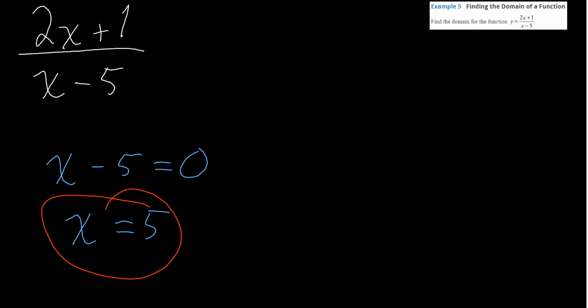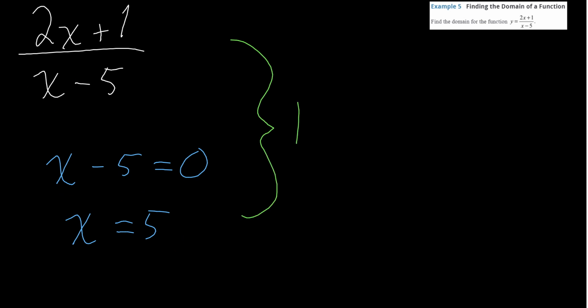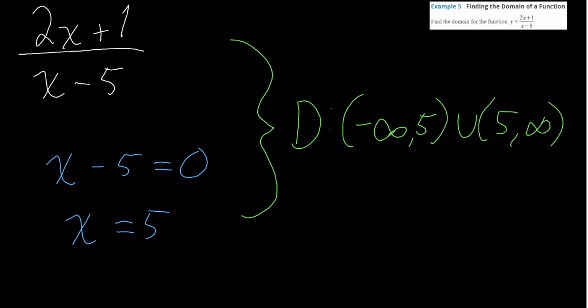So this tells me the domain of this particular problem, okay, the domain is going to be from negative infinity to positive 5, unioned with 5 to infinity. Now this notation real quickly, I'm using a parentheses, right? Because that means I cannot use it, right? I'm getting as close to 5 as possible without actually touching 5.